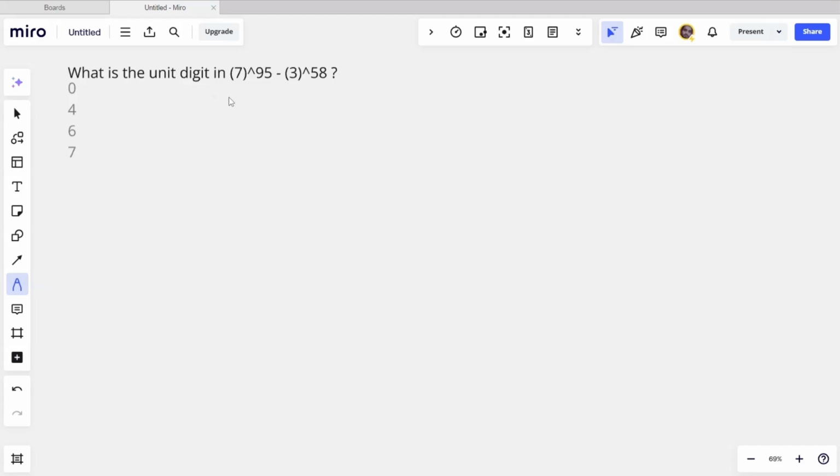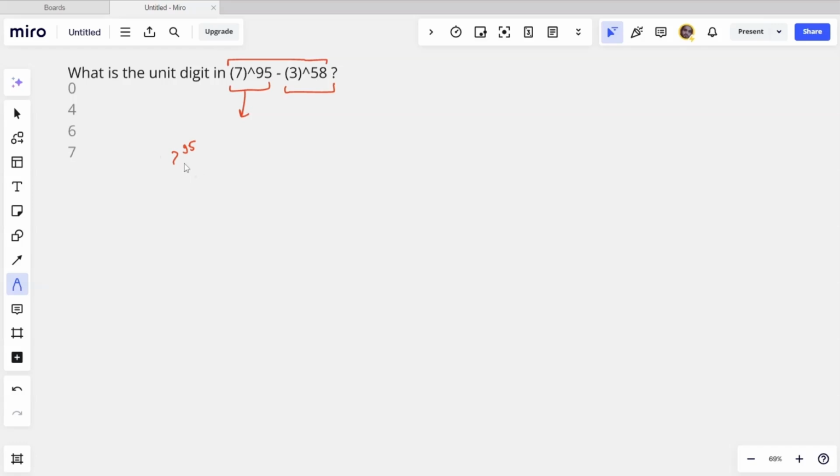What is the unit digit in 7 raised to the power 95 minus 3 raised to the power 58? This is the complete expression in the question. It has two parts, the first one and the second one. So we will solve the first part of this expression first. 7 raised to the power 95.